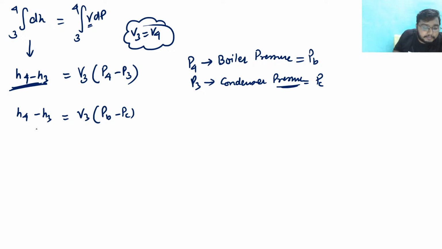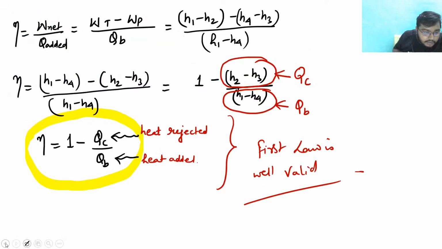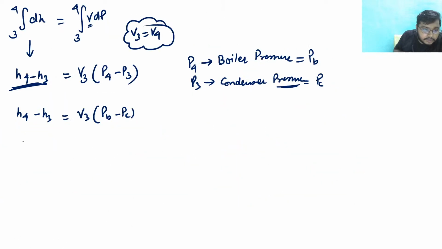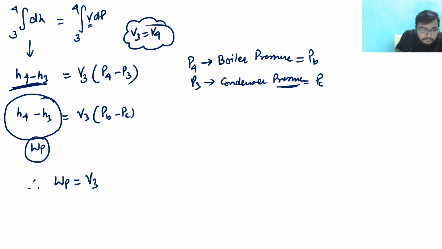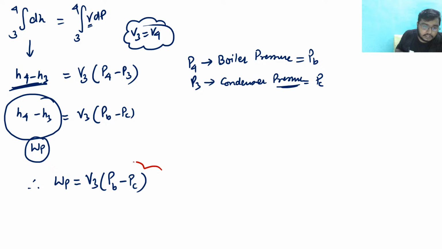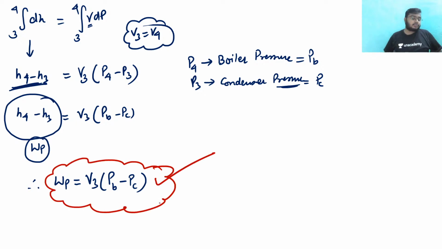Clear? Now see what is pump work. Just now we have seen here that Wp is equal to H4 minus H3. Clear? H4 minus H3 is your pump work. So I can say that Wp is nothing but V3 times boiler pressure minus condenser pressure. Note this equation. This equation will be used throughout the entire calculation of the vapor power cycle.